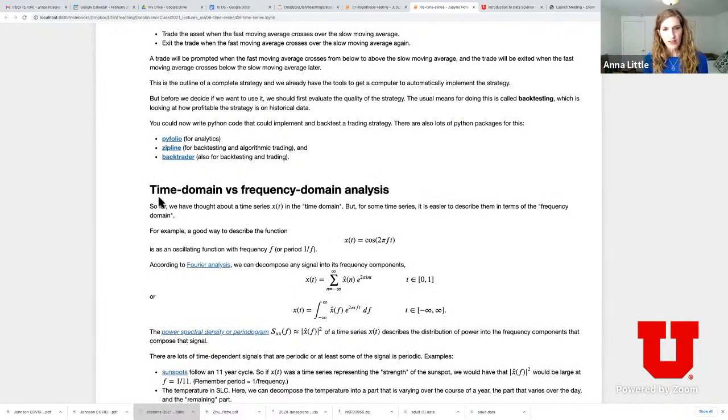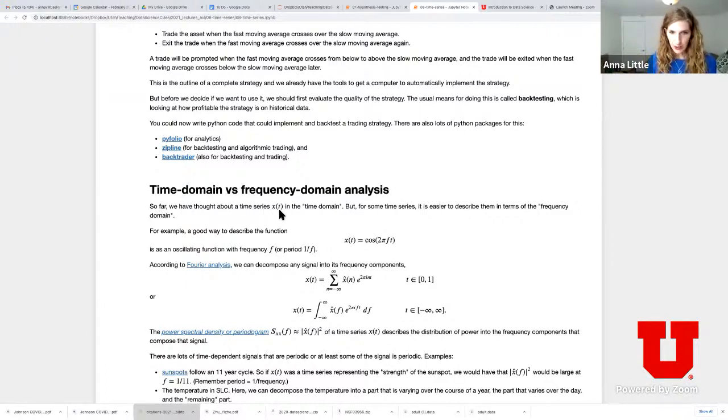So now let's talk a little bit about time domain versus frequency domain analysis. Frequency analysis is something that math people tend to really love, but it is actually really useful in the analysis of time series. So what's the basic idea? We have our time series, x of t.